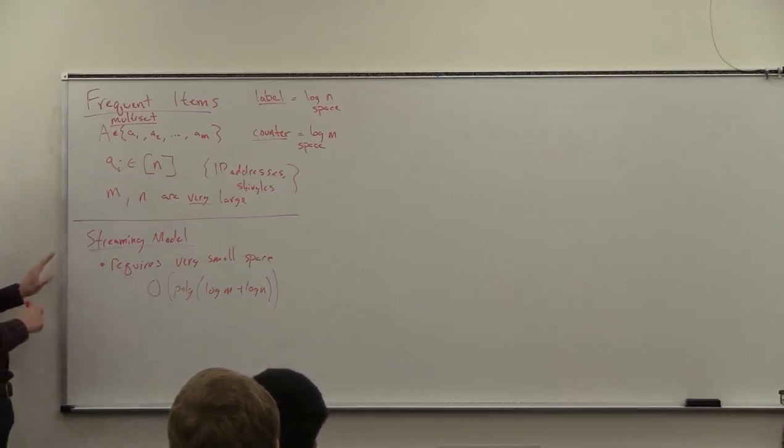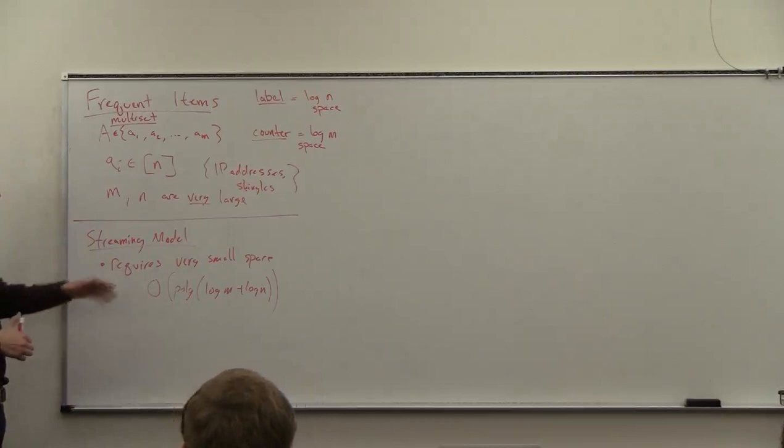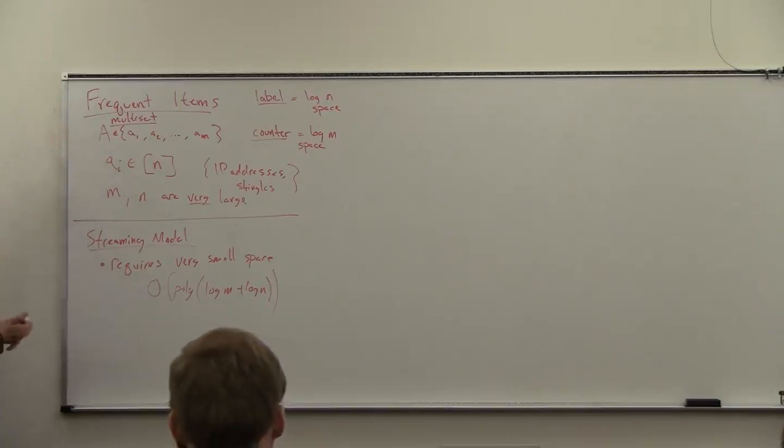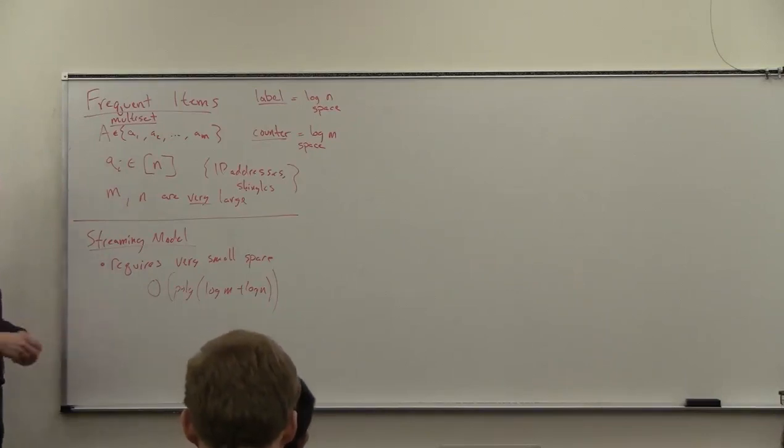So I need to define a little bit more about this streaming model. If we only have this much space, that means we don't even have space to store the input, right? So we have a small amount of space. So how does this even work if we can't store the input? Usually, maybe you say, well, it's sitting on the hard drive, we can go and access it on the hard drive if we really need to. But we're going to be even more restricted than that.